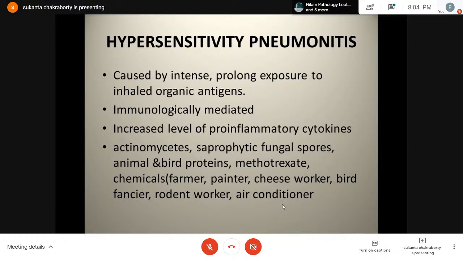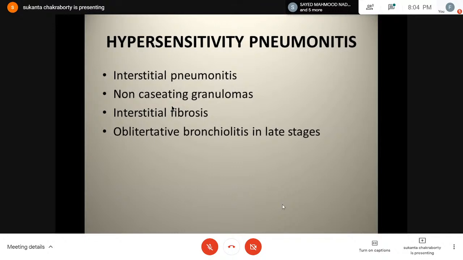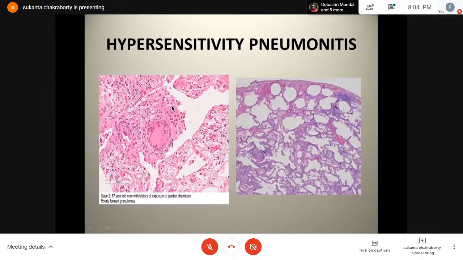They are immunologically mediated, and there is an increased level of pro-inflammatory cytokines in HP. Common culprits are actinomycetes, saprophytic fungal spores, animal and bird proteins, and methotrexate as a drug. Farmers, painters, cheese workers, bird fanciers, rodent workers and air conditioner mechanics are more prone to HP because these agents can give rise to a hypersensitivity reaction in the lung. So: interstitial pneumonitis, non-caseating granulomas, interstitial fibrosis, and in the late stages, obliterative bronchiolitis. This characterizes HP. This is a low power view of HP, and in a bit higher power we can see the giant cell and some histiocytic reactions.